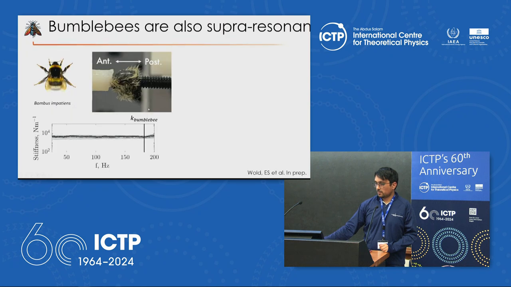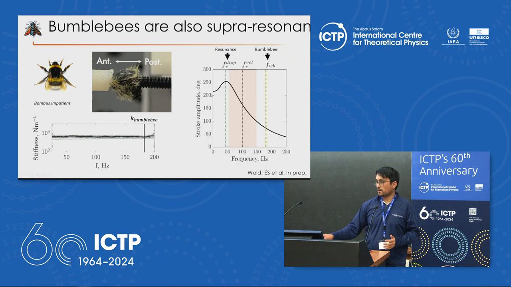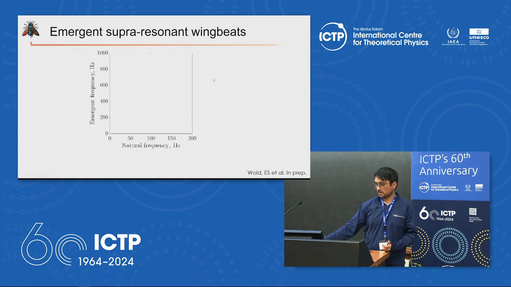What makes this even more interesting is when I actually went and measured the stiffness of a bumblebee thorax and put it into our resonant mechanics model, we found that bumblebees also flap above their resonant frequency, robust to reasonable parameter variation. So you can see bumblebee wing beat frequency here and then the displacement and velocity resonance is here. So we wanted to understand whether this stretch activation incorporated into our resonant mechanics model can actually explain super resonant wing beats in asynchronous insects.